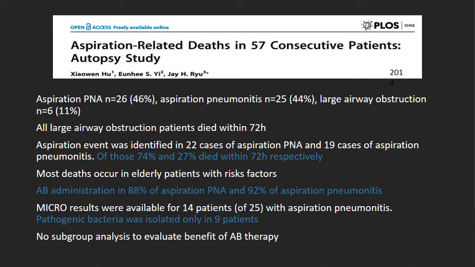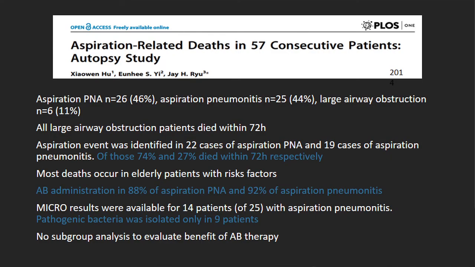And the point I want to make with this statement is that aspiration pneumonitis can be very severe, and patients can develop ARDS and can die from aspiration pneumonitis if the content of aspiration is large enough. But that doesn't mean that we have to right away give antibiotics. So most deaths occur in elderly patients with the risk factors we talked about. And then antibiotic administration was done in 88% of the cases of aspiration pneumonia and 92% of aspiration pneumonitis. So basically everybody got antibiotics.